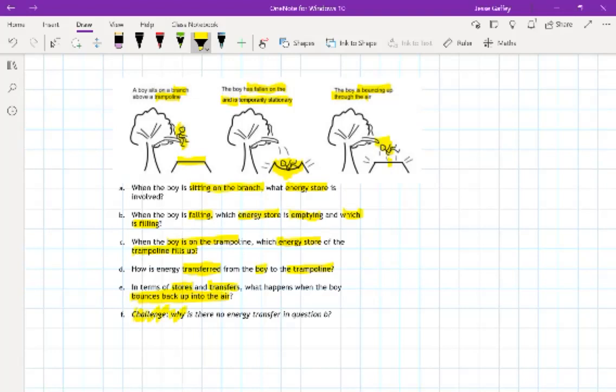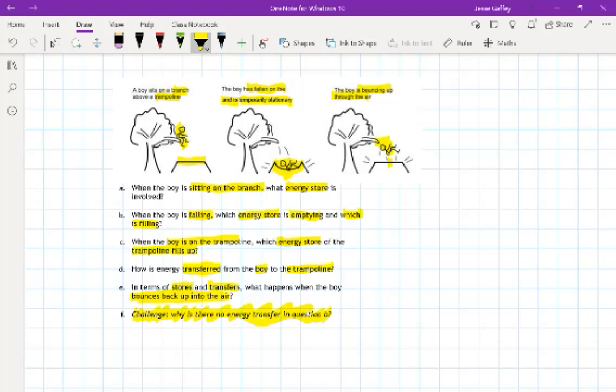This one here is quite difficult, so well done anybody who wrote an answer to this one. It's quite tough. F. Why is there no energy transfer in part B? So let's look at part B again. When the boy is falling, he's just falling, which energy store is emptying and which energy store is filling? There is no energy transfer here because the boy is falling by himself. Energy might be moving in and out of his stores, but energy is not moving from one object to another. So an energy transfer only occurs when energy moves from one object to another.